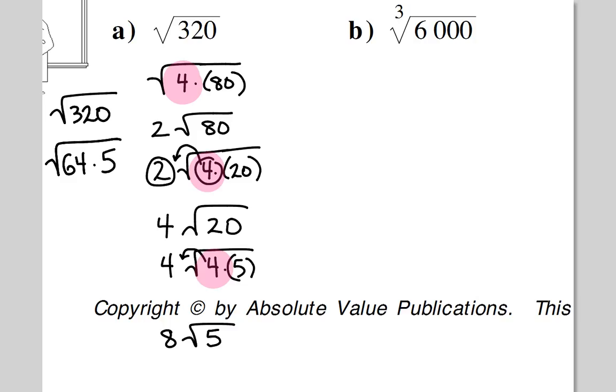64 is a perfect square. It comes out as an 8. Same thing as I got down here. Which one was faster? The one on the left. So the goal is always to find the largest perfect square that divides. See, 64 is the largest. You can also do it piece by piece if you're willing to put in all the steps. Most people, though, choose the left.